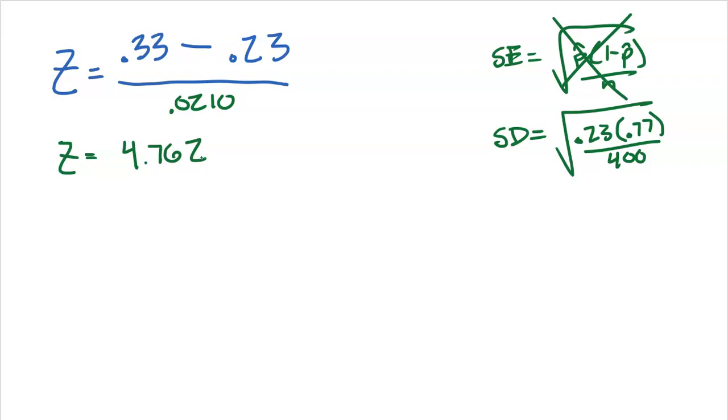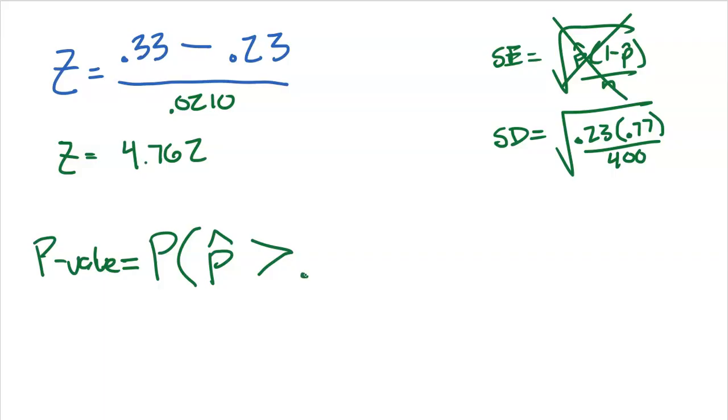Now, if you know anything about z-scores, you're like, holy crap, that's a really high z-score. And it is, because now I'm going to find my p-value. Let's make sure that we properly identify my p-value. It is the probability that any other sample proportion is more extreme than mine. Mine was 33%. More extreme means more. Why more? Because 33% is already more than what we thought it should have been, 23%.